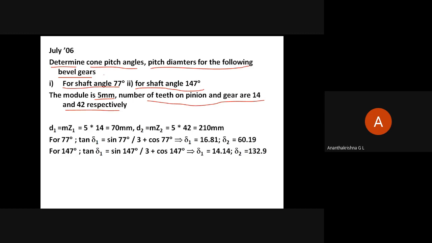So we need to find out the cone pitch angles for shaft angle theta equal to 77 degrees, and for shaft angle theta equal to 147 degrees. So two different problems. Find out delta 1 and delta 2 in each of these cases.